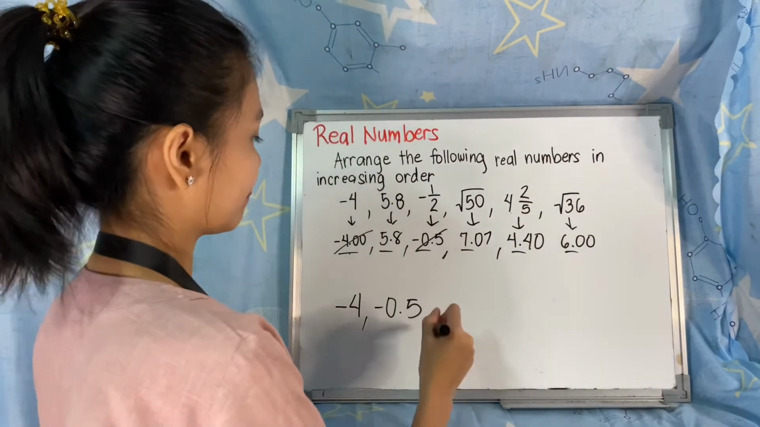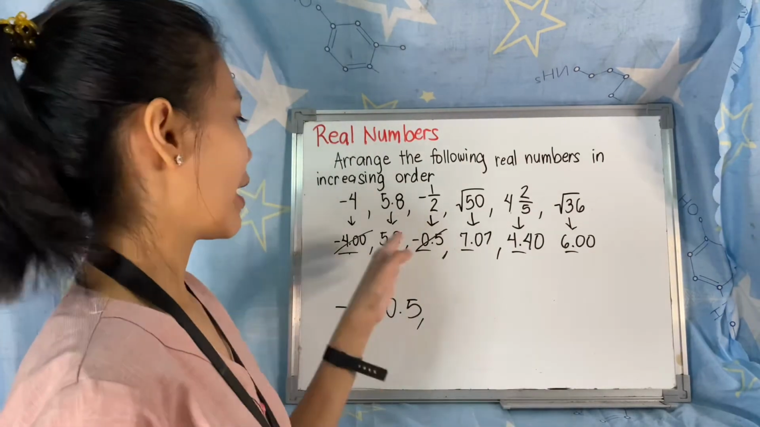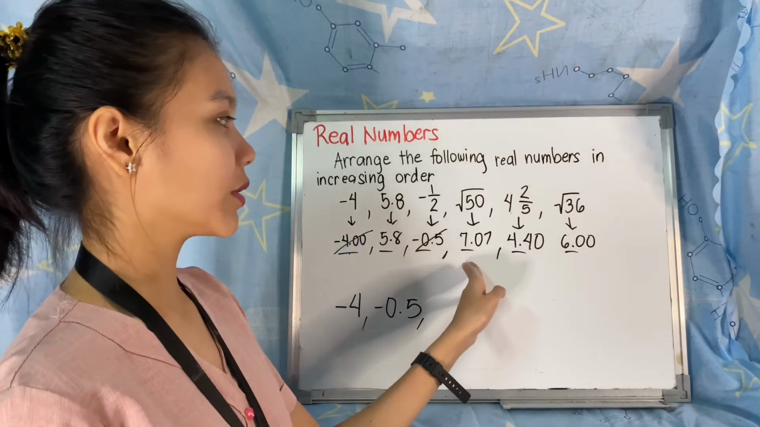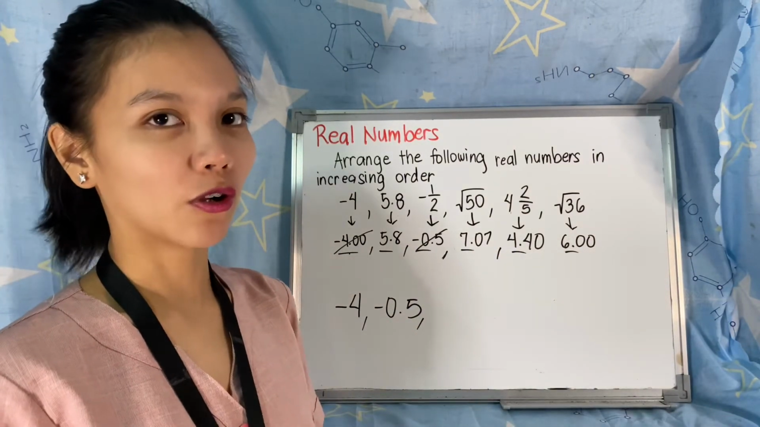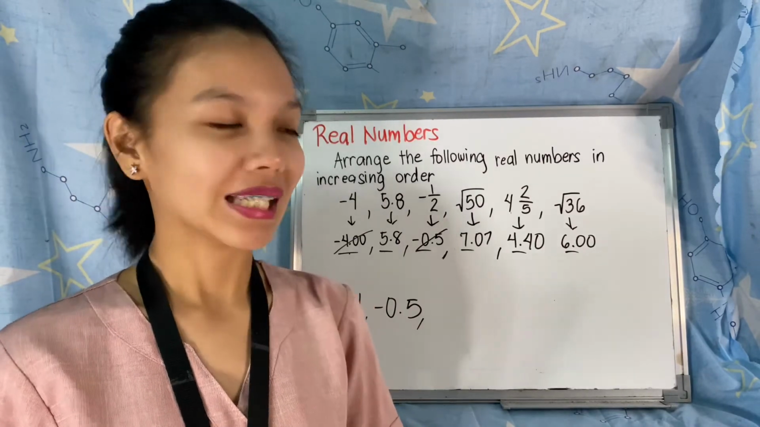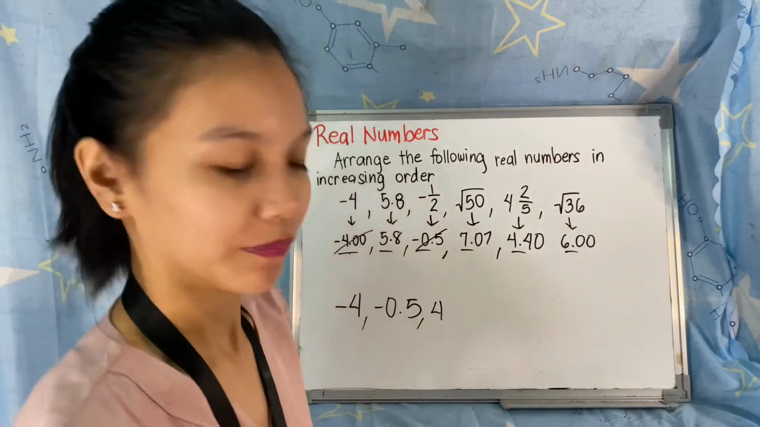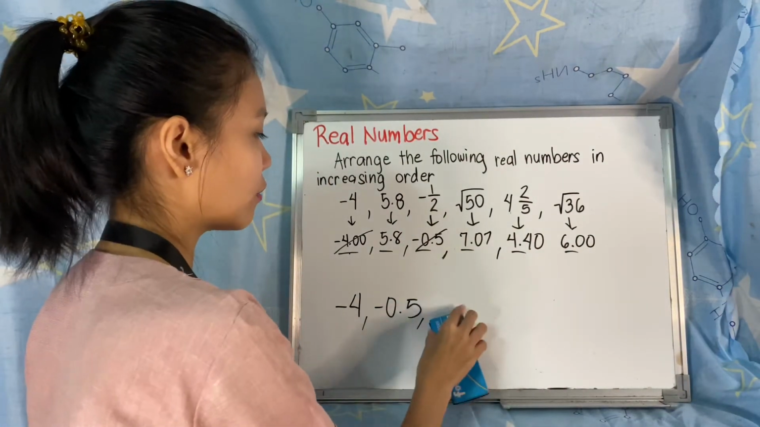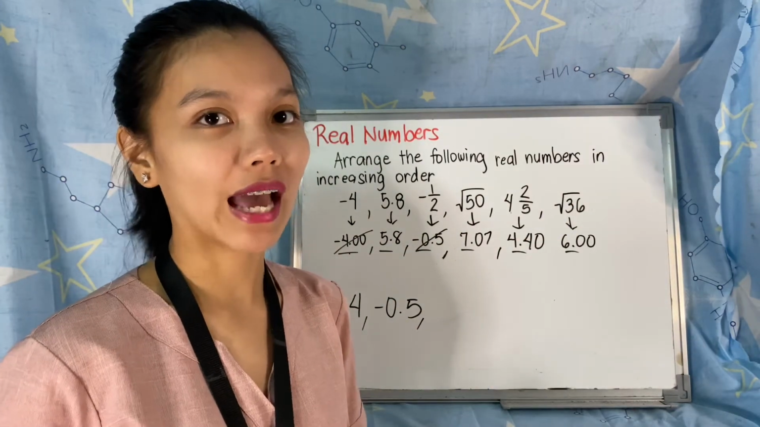So, next one. So, doon naman tayo sa positive numbers. We have 5.8, 7.07, 4.40, and 6. So, sa tingin nyo, alin doon sa positive numbers yung pinakamaliit? Yes, we have 4.40 or ang isusulat nyo ay yung kinunan natin ng value kanina kasi yun yung given natin na real numbers.